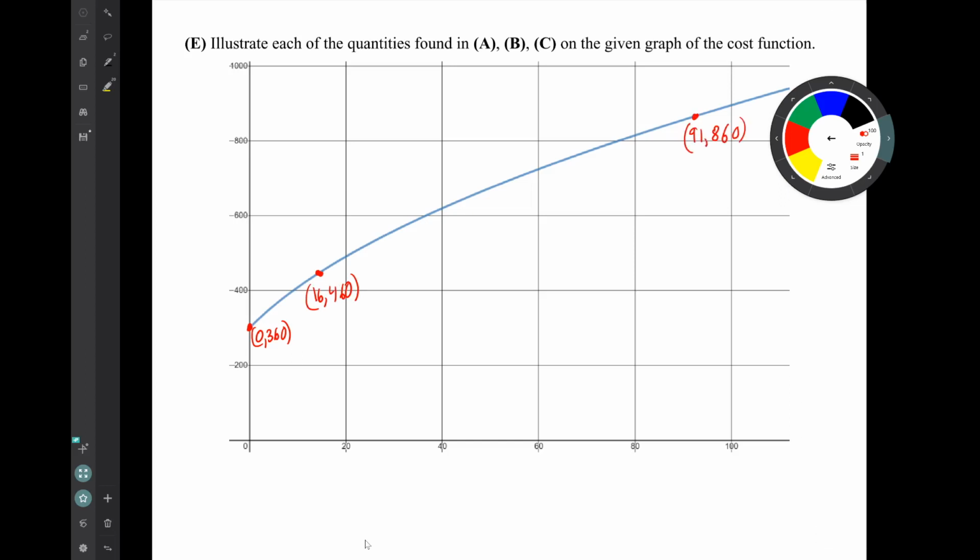So there are 3 points with those numbers, 360, 460, and 860, that we got as results in questions A and B. And again, those are y values on the graph. In the cost function, we should label its formula. Now, how do we illustrate the result of the quantities from question C?